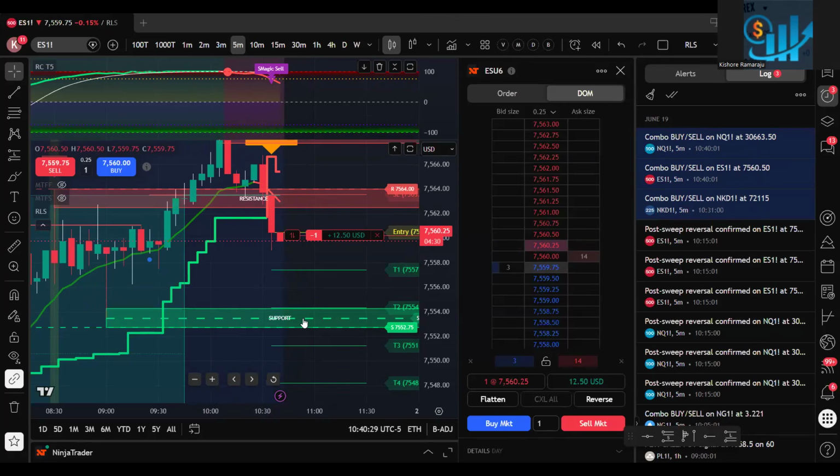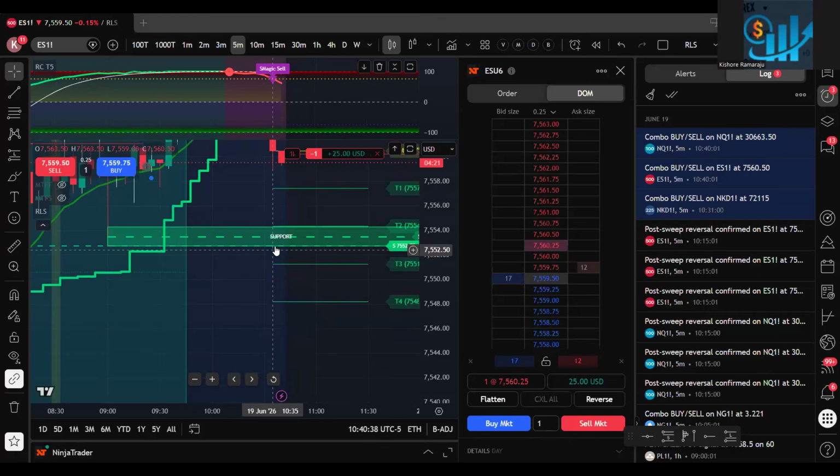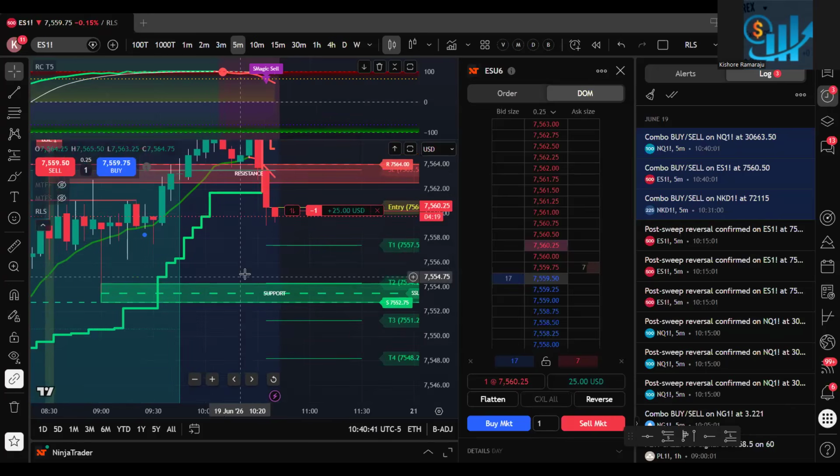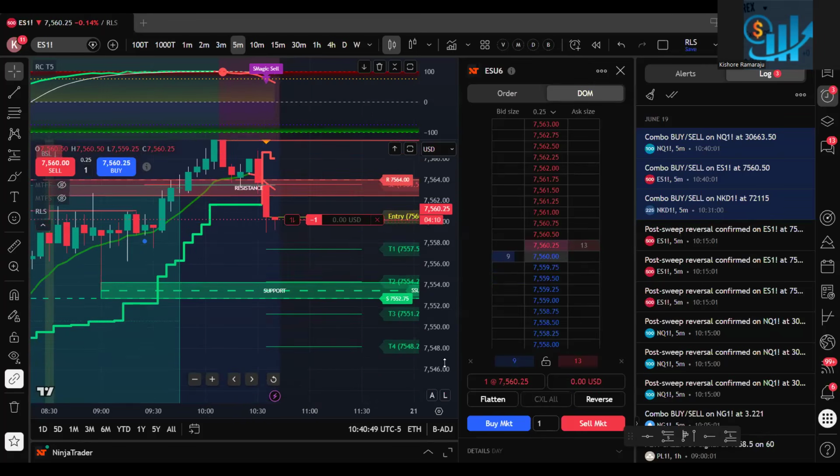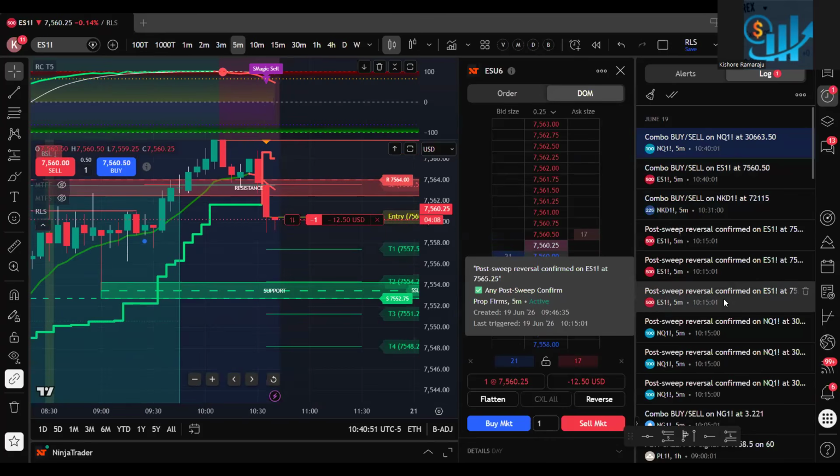So, for example, let us say I want to book my profits here. This is my next support level, so I'll book it here. If it breaks this, then I can again enter one more shot. But as of now, this is my target. Wherever I see the support, that is my target to book the profits on this ES short or MNQ short.